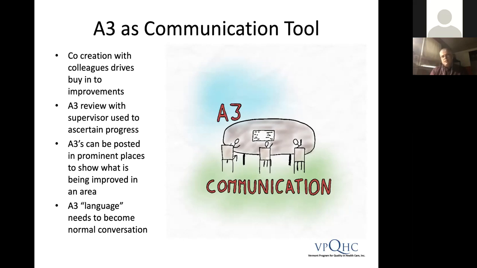You'll know when this is starting to permeate your organization, though, because the language becomes normal. People start talking about countermeasures. They start talking about root causes. They start talking about implementation plans and how this all comes together. And that's usually a good indication of A3 thinking starting to permeate an organization.